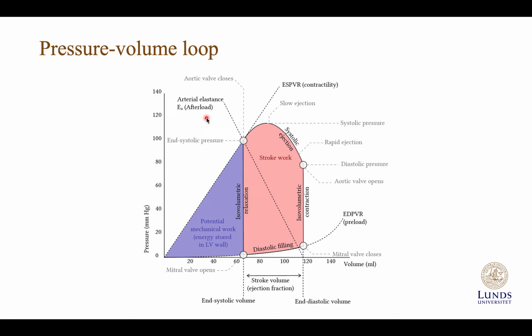If the arterial elastance increases, for instance, because of stiffer arteries or higher blood pressure, the arterial elastance line becomes steeper. So the intersection point moves up and to the right. And this means higher end-systolic volume, lower stroke volume, reduced stroke work, and lower efficiency.